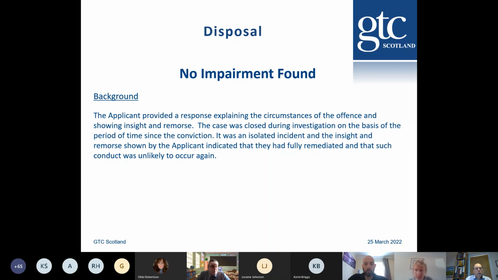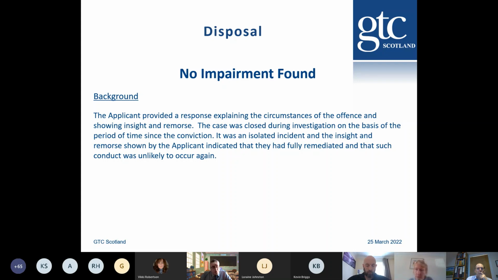The applicant provided a response explaining the circumstances of the offence and showing insight and remorse. The case was closed during the investigation on the basis of the period of time since the conviction, so more than 5 years ago. It was an isolated incident, and the insight and remorse shown by the applicant indicated that they had fully remediated and that such conduct was unlikely to occur again, which was picked up on in the chat.